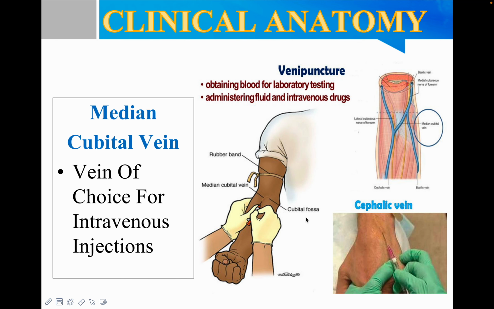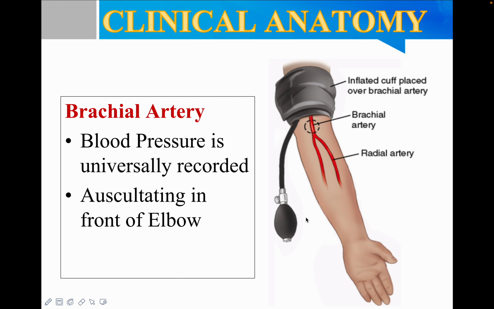Finally, the clinicals of the cubital fossa. There are two very important structures. That is the median cubital vein, which is the vein of choice for intravenous injections. And there is the brachial artery, which is the artery for recording blood pressure, auscultated in the front of the elbow at the level of the cubital fossa.